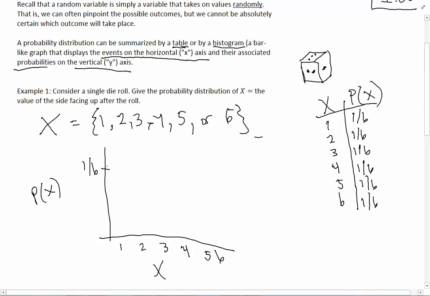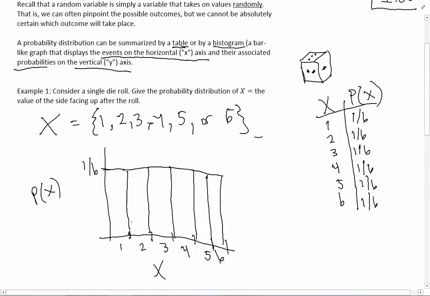So maybe we'll have 1 be between there, and 2, and 3, and 4, and 5, and 6. So all of these bars would be uniform, so I'm just going to draw a straight line across, and then I'll individualize the bars. Well, it would look like this, right? This would be a way to graph it, and this gives us an idea of what we would expect.